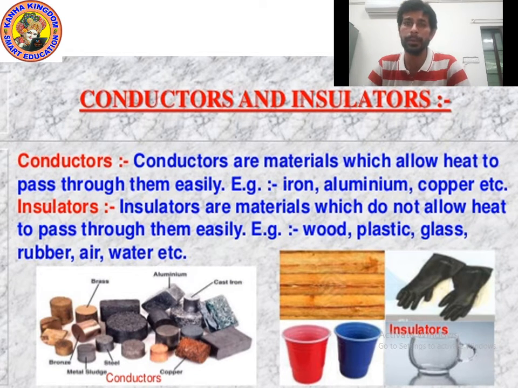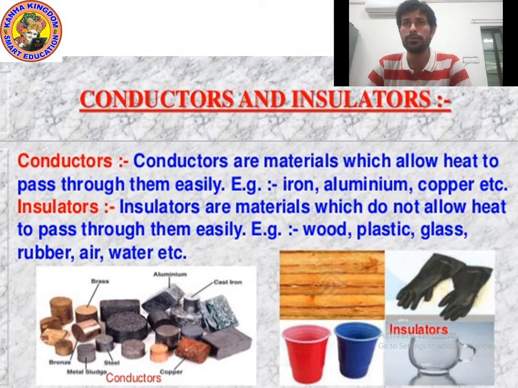Iron, aluminium, copper. Even human beings are conductors. Insulators: the definition of insulator is, insulators are materials which do not allow heat to pass through them easily. And you can also say that insulators are materials which do not allow heat or electricity to pass through them. It means heat and electricity cannot pass through an insulator, and heat and electricity can pass through a conductor.